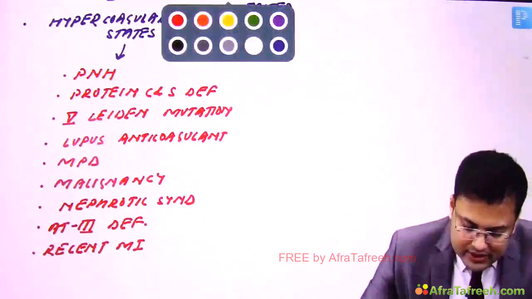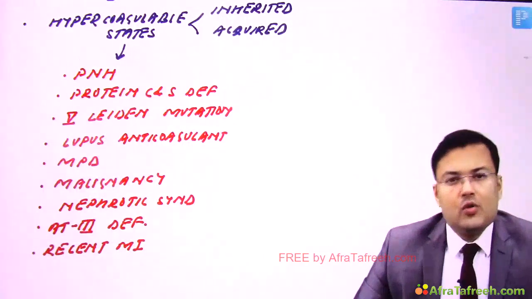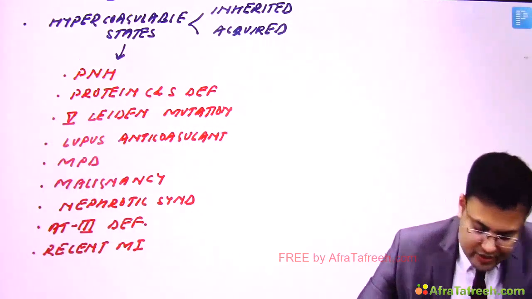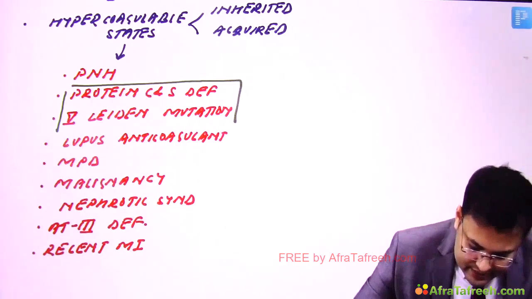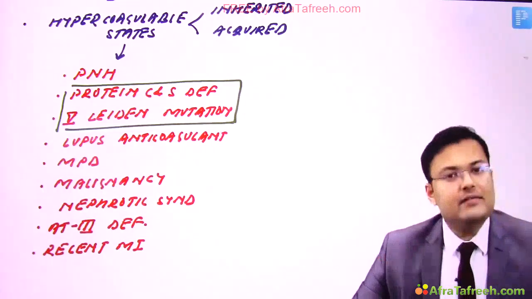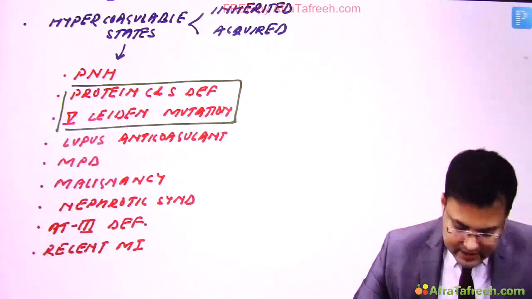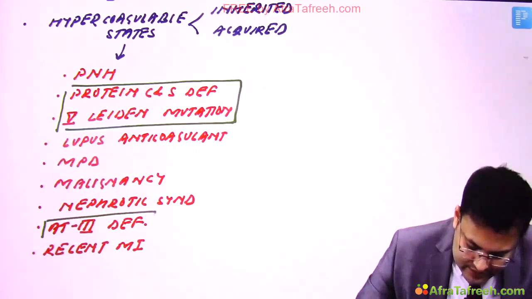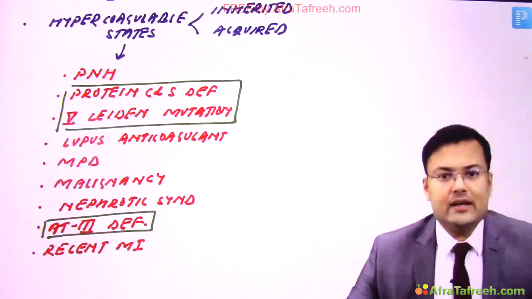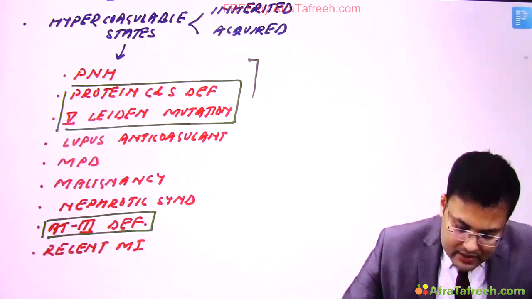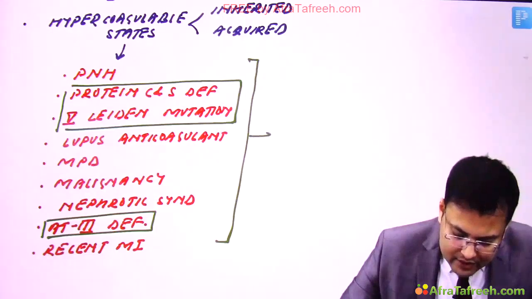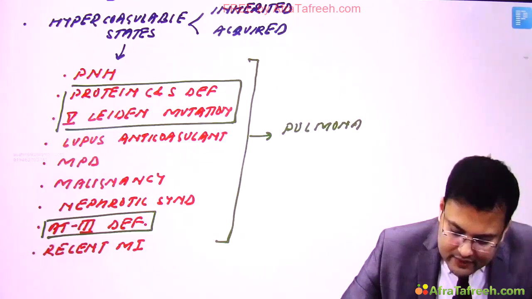Okay. So now in this whole group, what are the conditions which are inherited? Protein C, protein S deficiency, factor 5 Leiden mutation, and antithrombin 3 deficiency are inherited. The rest are acquired. Clear? So these are the risk factors for pulmonary embolism.